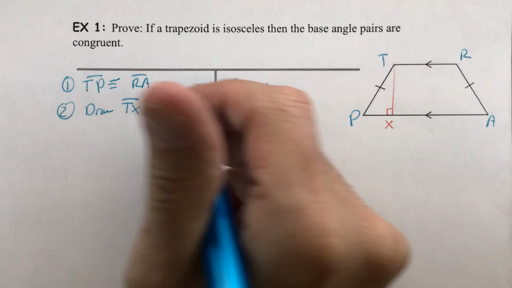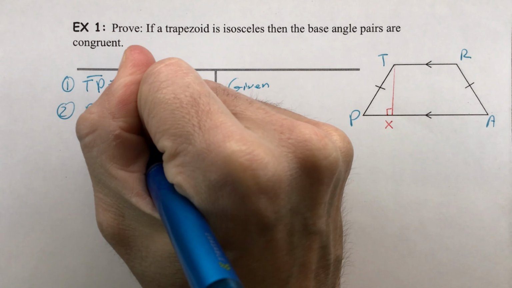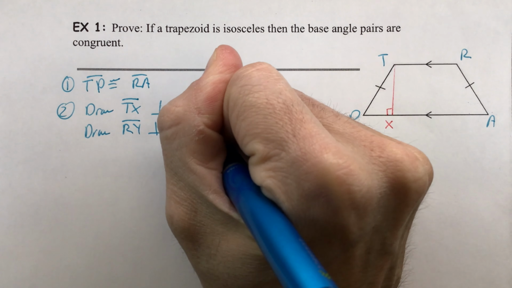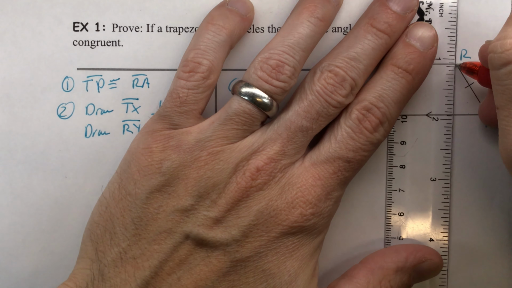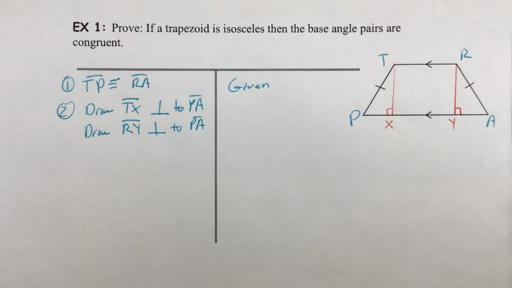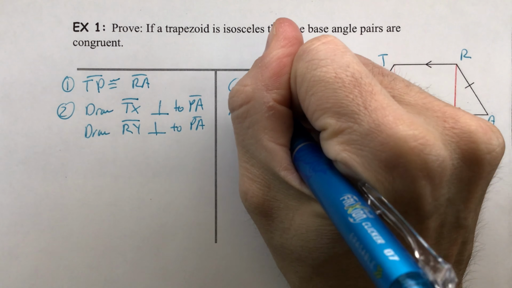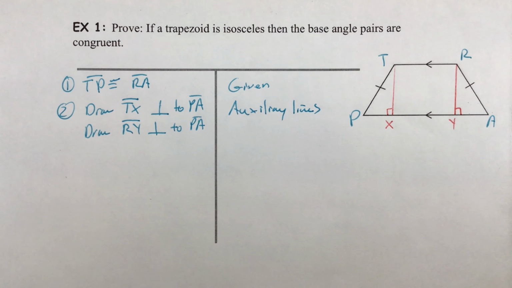In addition to that, in the same step, I'm going to draw another one. We're going to draw R, let's call it RY. Make that one perpendicular to PA as well. Okay, so that's going to be here. Call that Y. So a couple of auxiliary lines that we added into the picture.